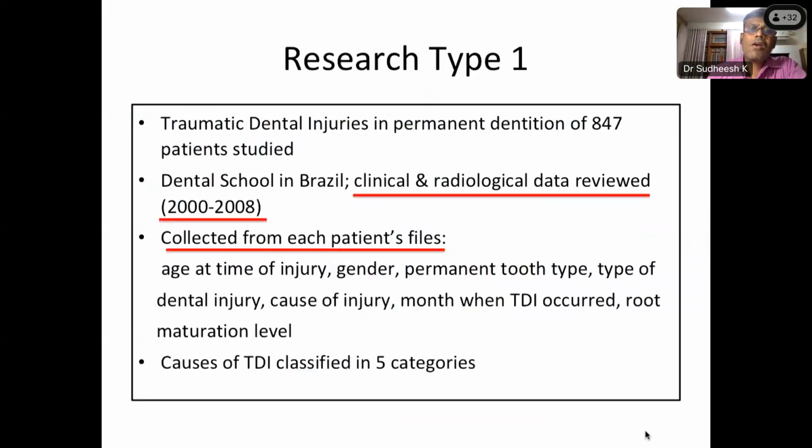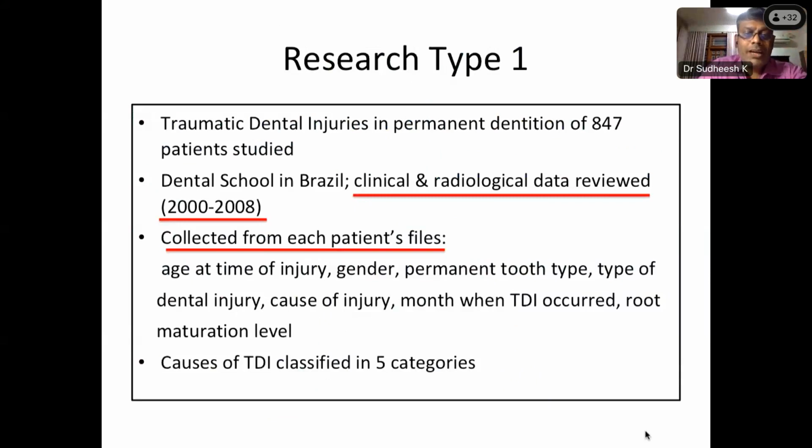So we will quickly go through some examples. Now this is an example where a doctor studied traumatic dental injuries in the permanent dentition of 847 patients. This was conducted in a dental school in Brazil, and the clinical and radiological data were reviewed from 2000 to 2008. This data was collected from the patients' files. They didn't call the patients, but collected everything from the patients' files.